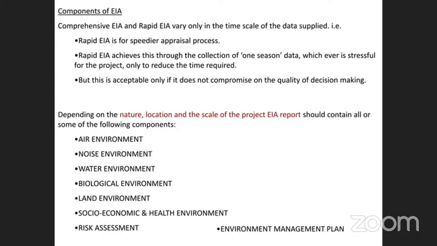and in the components of the EIA report, the biological environment. The majority of the projects are started near agricultural lands.